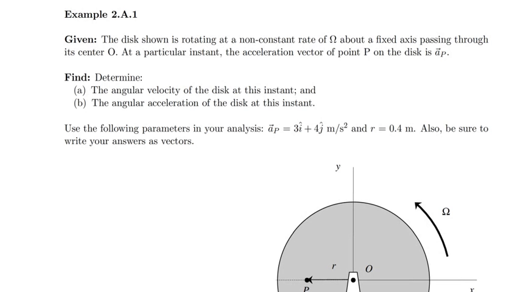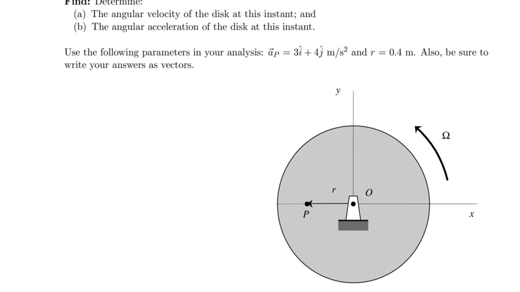Okay, so in this example we have the disk which is rotating at a non-constant rate of omega about a fixed axis passing through its center O. At this particular instant we're told the acceleration vector of point P on the disk is given to be the acceleration of point P. Based on this information we're asked to find the angular velocity of the disk at this instant as well as the angular acceleration of the disk.